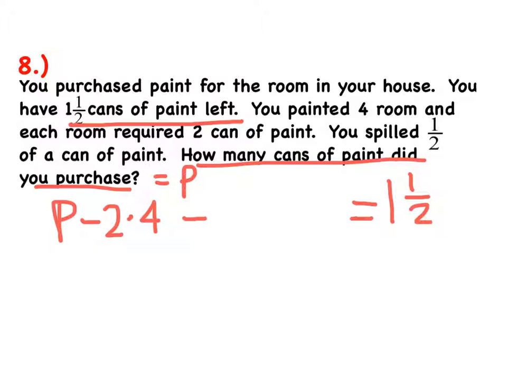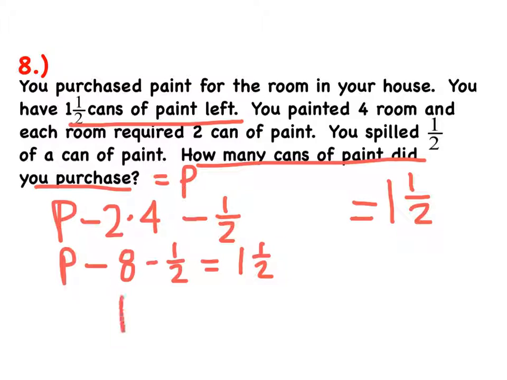And I also spilled 1/2 of a can of paint. So I'm going to figure out how many cans of paint I purchased. Well, I'm going to multiply the 2 and the 4, so I'm going to get P minus 8 minus 1/2 equals 1 1/2. And then I'm going to combine like terms. Negative 8 minus 1/2 gives me P minus 8 1/2 equals 1 1/2.